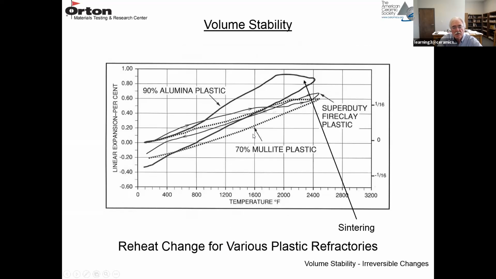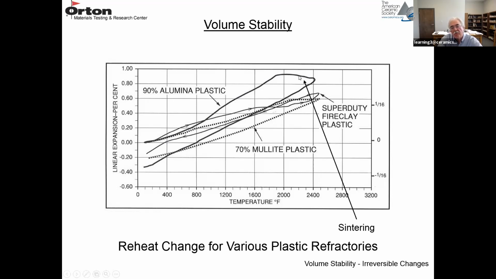These are some plastic refractories. There's a 70% mullite plastic, a Super Duty fire clay plastic, and a high alumina plastic. These have a lot less shrinkage. They're going through heating, and you'll see some shrinkage here on some of these.